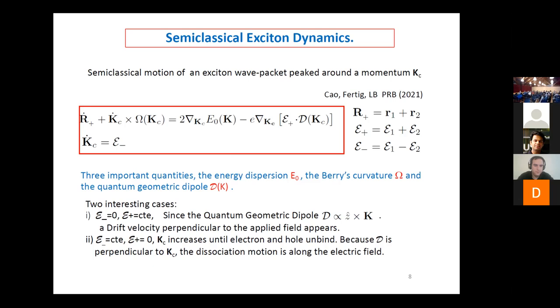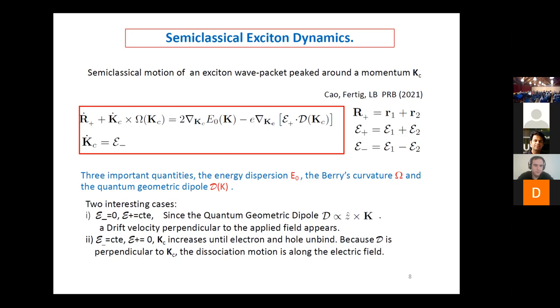There are two important cases. One is the case where the electric field on the electron and the hole is the same, and the electric field is constant. Okay, so E minus is zero, so that means that the velocity of the momentum is zero. We assume also that the velocity of the momentum is zero. This term also is zero. If we are at the bottom of the band, this quantity is also zero. So the conclusion is that we have one exciton. If we apply one electric field, the field is going to give a drift velocity to the exciton. Okay.